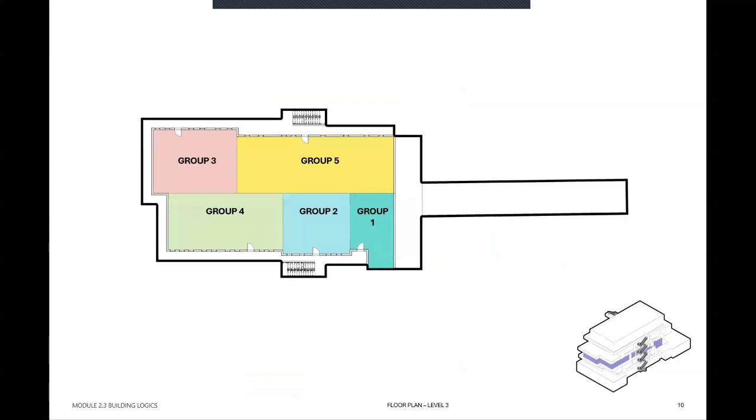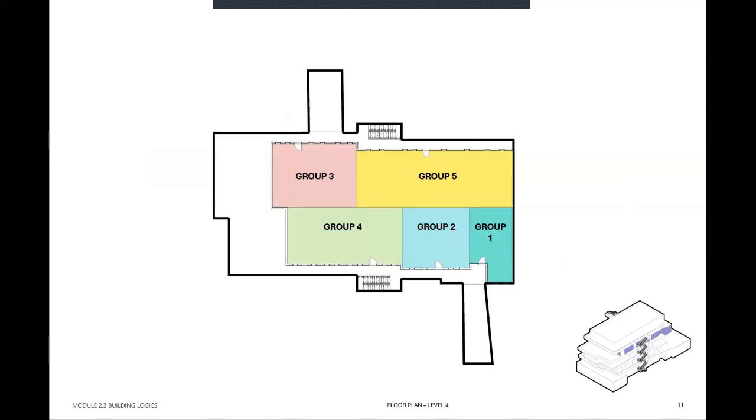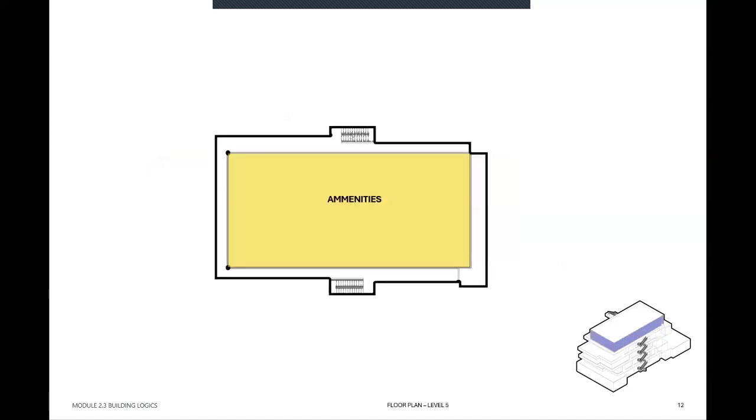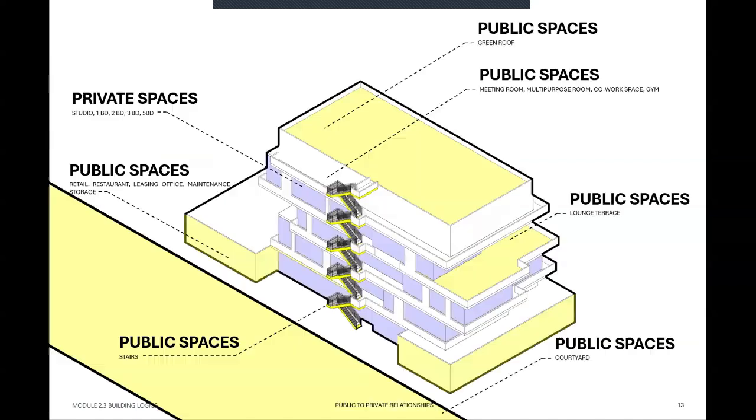Moving on to our level three, same thing. Here we have access to one of our sky bridges to a sister building, so we see that. And then moving on to the floor plan of level four. Here's where we have the other two sky bridges, and then we also have that open space for the lounge terrace that allows us to relax and take a look at the skyline of downtown LA. And moving on to our level five, this is where all our amenities would be located.